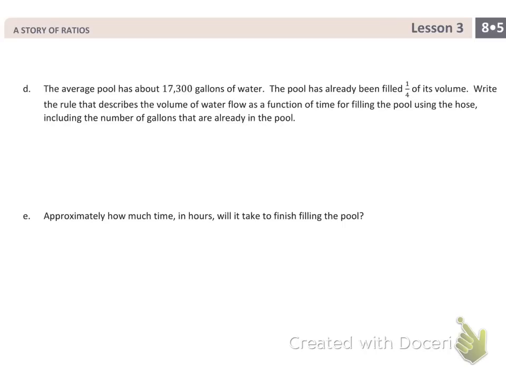Okay, so let's continue with this problem. The average pool, it says, has 17,300 gallons of water. If the pool has already been filled to 1/4 of its volume, write the rule that describes the volume of water flow as a function of time for filling the pool using the hose, including the number of gallons that are already in the pool. So first thing we have to do is figure out how many gallons are already in the pool. So it's 1/4 times 17,300. Okay, so 1/4 of 17,300 is 4,325. All right, so that's the water that's already in the pool.